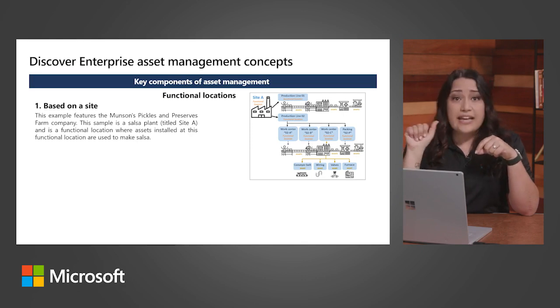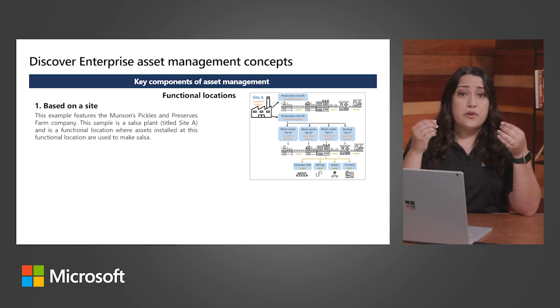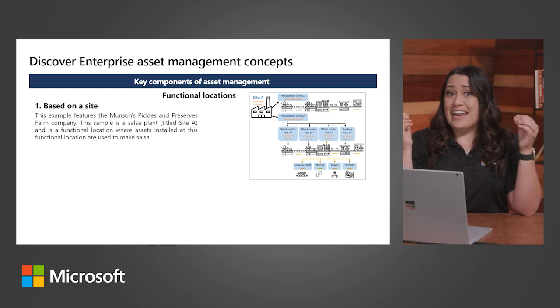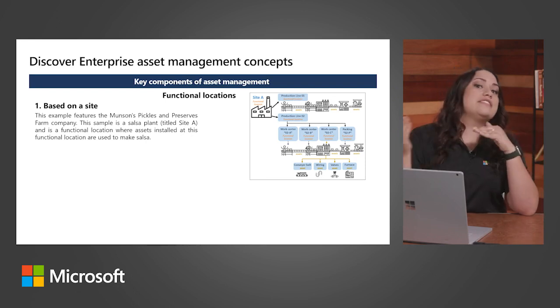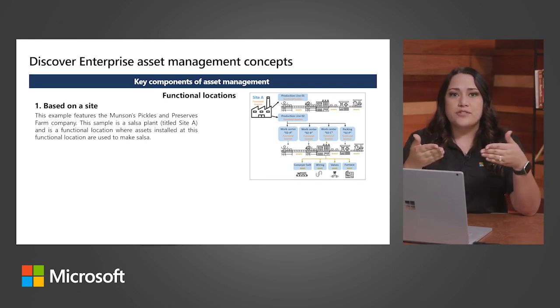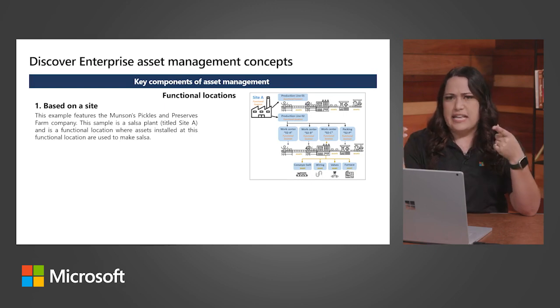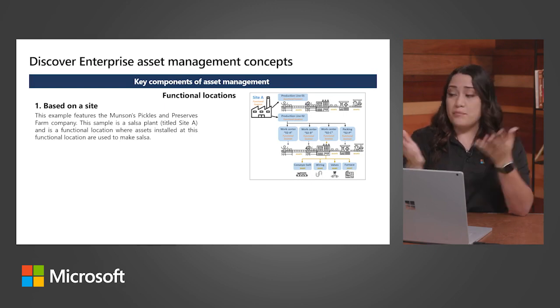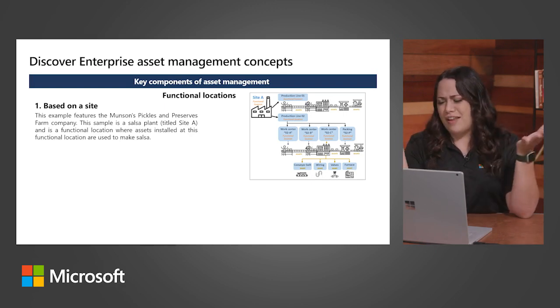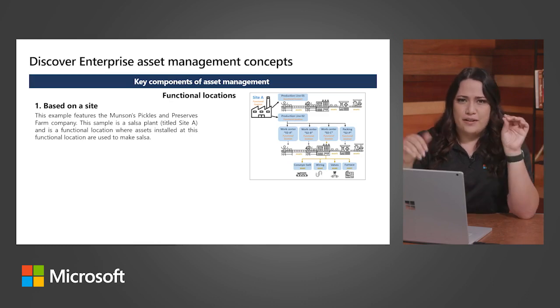But if you look at our second functional location, this is where they're making salsa. And in that location, we can have sub-locations called work centers with different assets, things like conveyor belts or machines to cook the salsa and whatever else is needed.